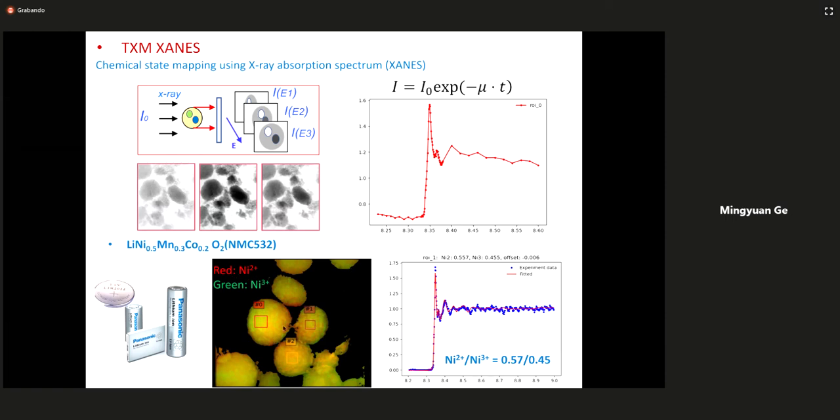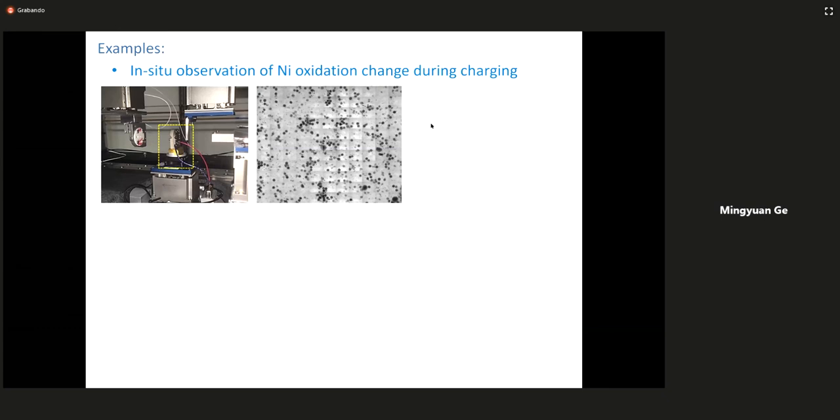So the red here means nickel 2+, the green means nickel 3+. So we know where the distribution is. We can see these particles are fairly uniform, but there is some enrichment on this part for more nickel 2+ and this part for more nickel 3+. And the quality of this signal is pretty good. We can also do the in situ experiment, which means that we charge the batteries and at the same time look at the XANES spectra to see the evolution of the nickel oxidation state change.